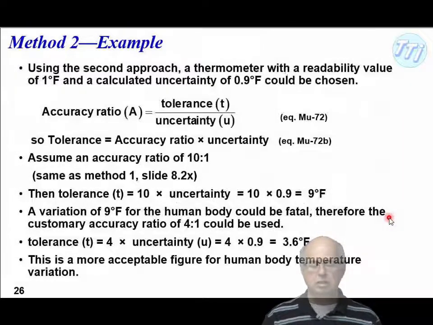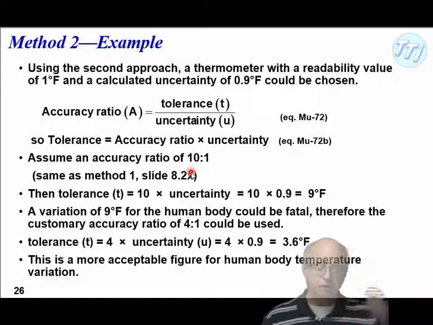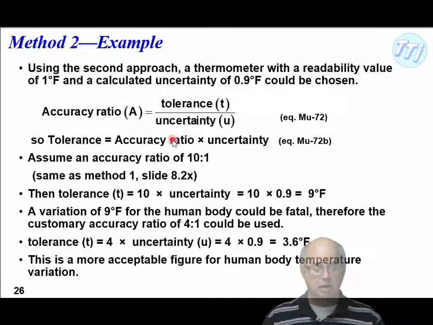So let's look at the other approach, which is to start off at the other end. Say we've got a readability of 1 degree Fahrenheit on our thermometer now, at the next grade down, in which we get a standard uncertainty of about 0.9. We are going to pick 2 different accuracy ratios. We'll pick 10 to 1, just like before, because it's a critical process. And we'll find, therefore, the uncertainty is going to be 9 degrees Fahrenheit.